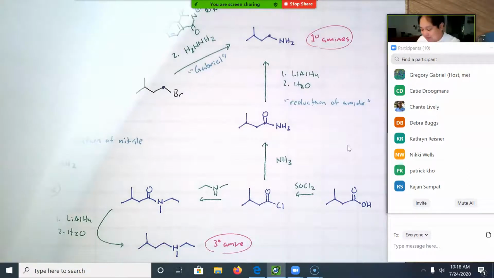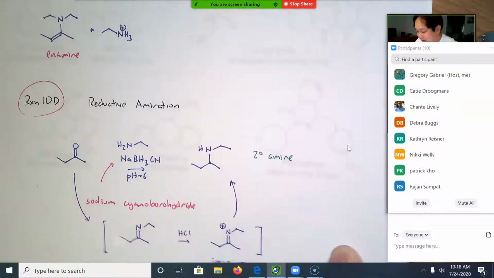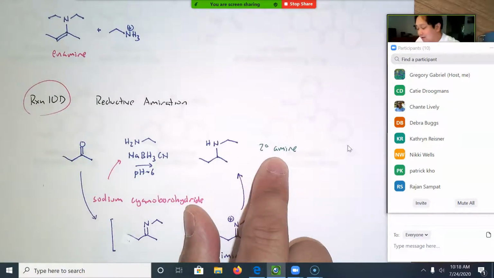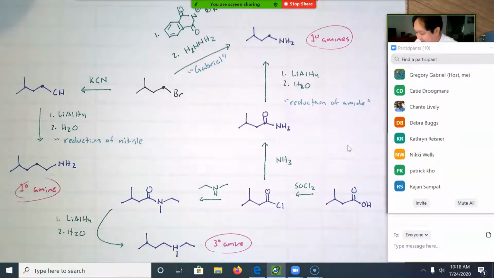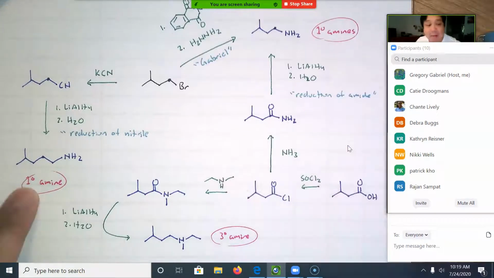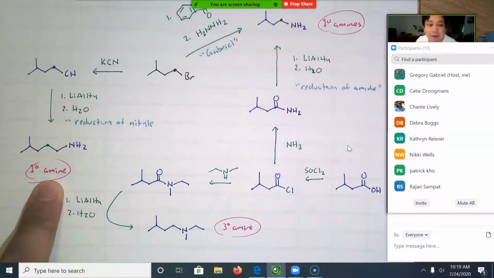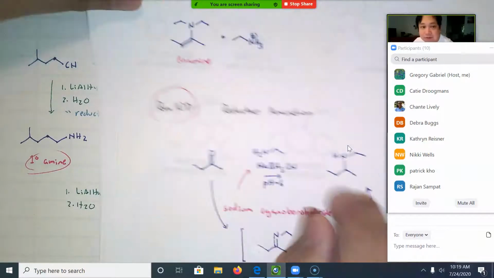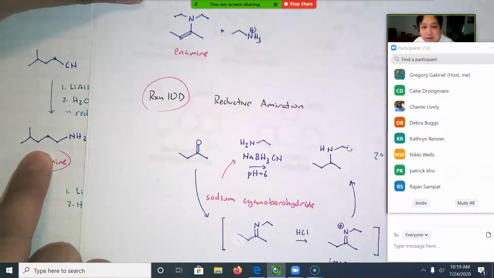Now the issue is I'm showing you how to make a secondary amine. I don't have any secondary amines on the roadmap. Okay, I do have a primary amine. So let's try to make this primary amine via reductive amination. Okay, so there's your target.